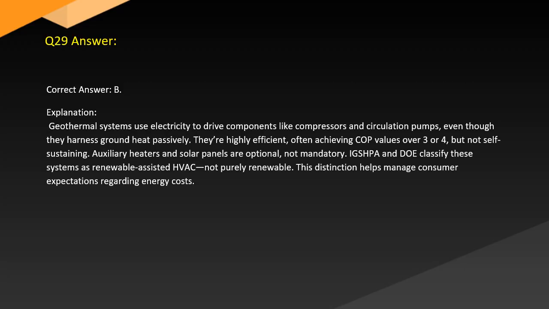Answer. Correct answer: B. Explanation. Geothermal systems use electricity to drive components like compressors and circulation pumps. Even though they harness ground heat passively, they're highly efficient, often achieving COP values over 3 or 4, but not self-sustaining. Auxiliary heaters and solar panels are optional, not mandatory. HVACR and DOE classify these systems as renewable-assisted HVAC, not purely renewable. This distinction helps manage consumer expectations regarding energy costs.